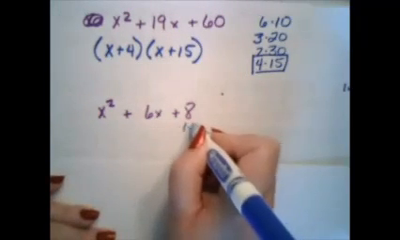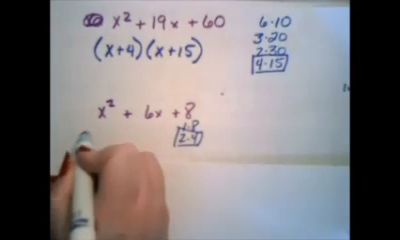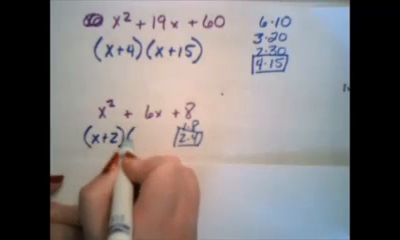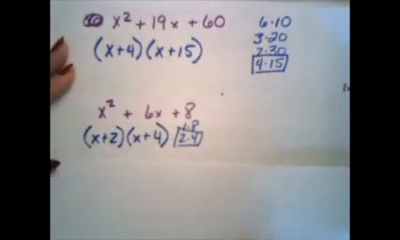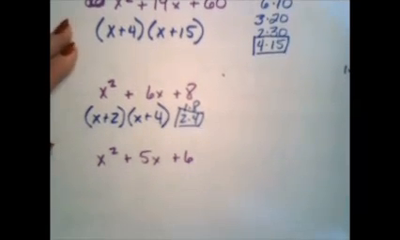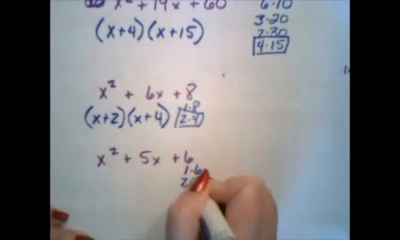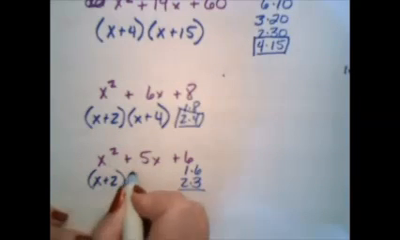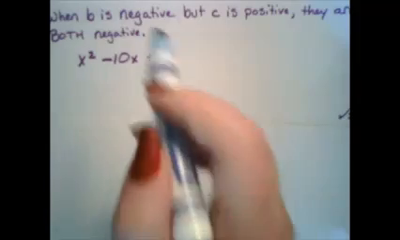8 is 1 times 8 and 2 times 4, and that's the one that equals 6. So we're going to do x plus 2 and x plus 4. And the next problem, 1 times 6 and 2 times 3, that one. X plus 2 and x plus 3, and it is factored.